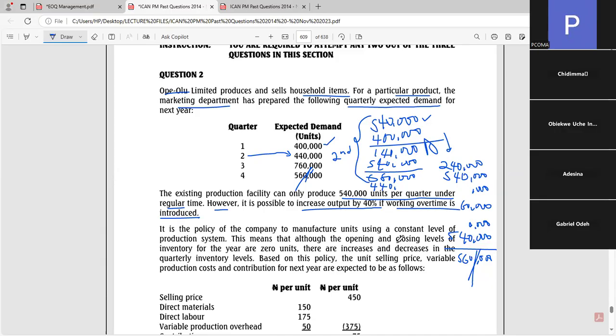You must be thinking in your mind that if I'm in the exam, how will I think all these things? How will I be able to know that I need overtime or not? The more you practice questions, the more you understand it.